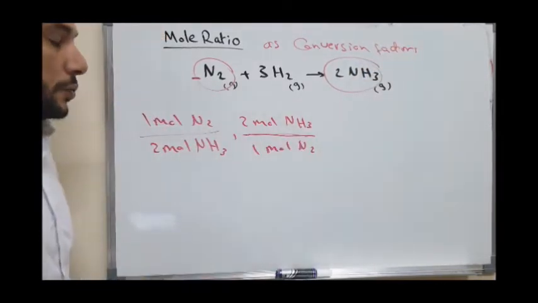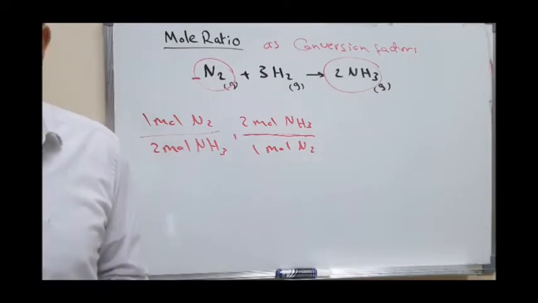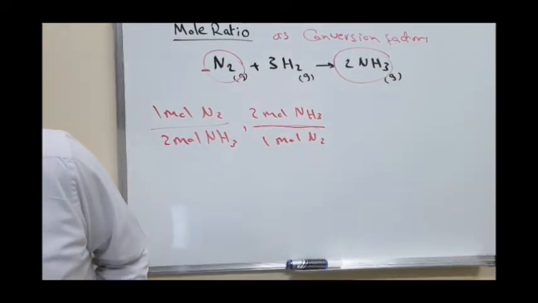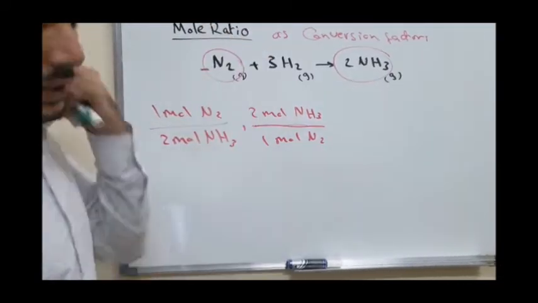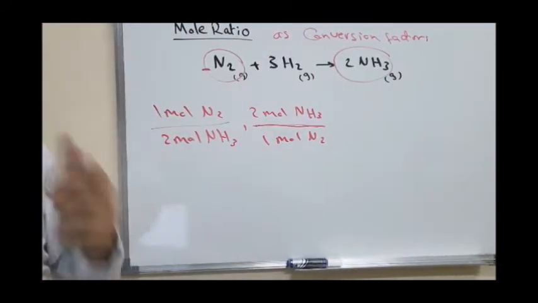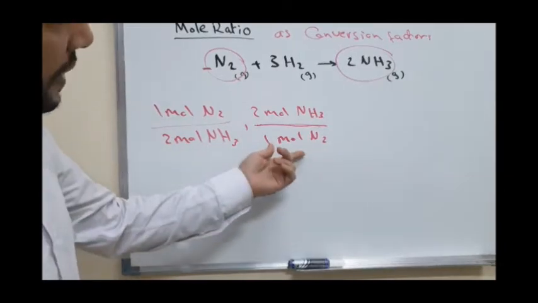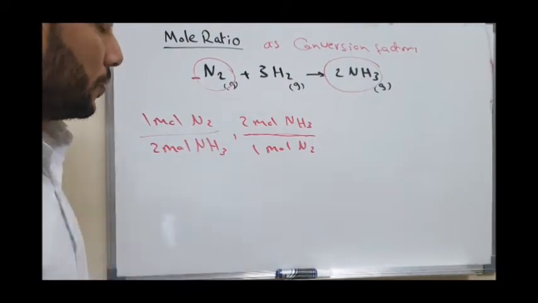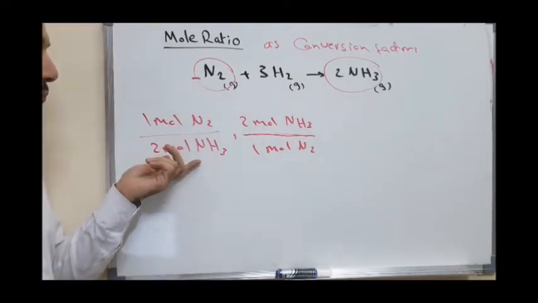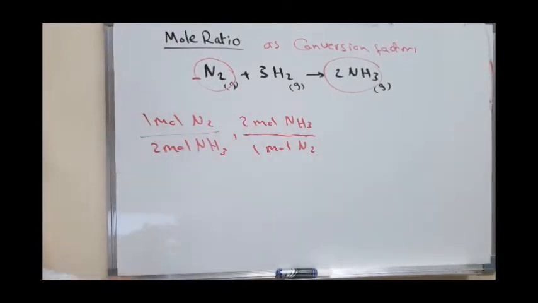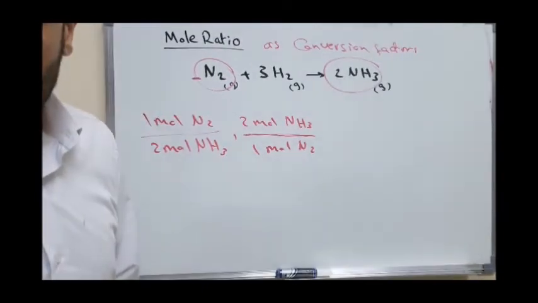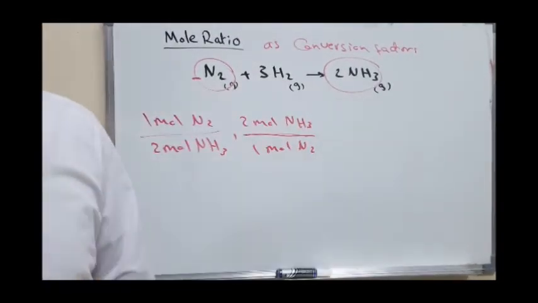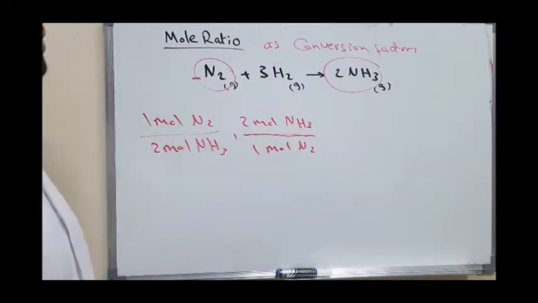So I like to read the conversion factor from the denominator to the numerator, like this one: if we have 1 mole of nitrogen, it will form 2 moles of ammonia. Or if we wanted to produce 2 moles of ammonia, we have to use 1 mole of nitrogen. So I like to read the mole ratio from denominator to the numerator.